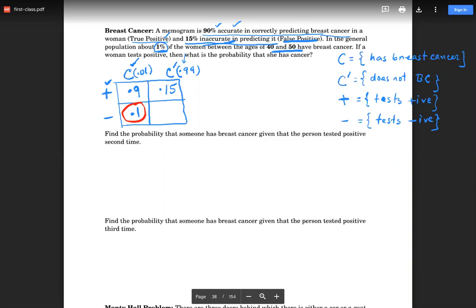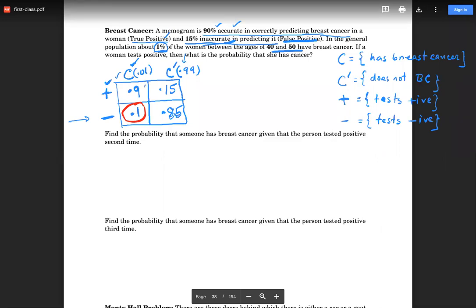On the other hand, if you do not have breast cancer and the test result comes out negative, look here, negative right here in this row, then it's okay. It's good, right? So 100% minus 15% is 85% or 0.85. This is a good or correct outcome. You don't have the cancer and you test negative. And then the top left corner, you have cancer and you test positive.